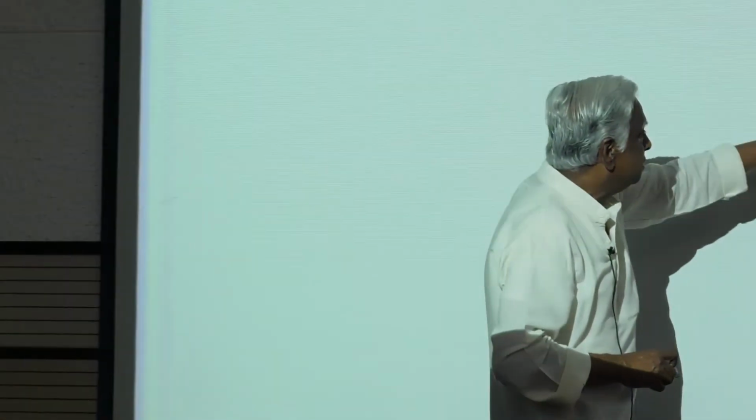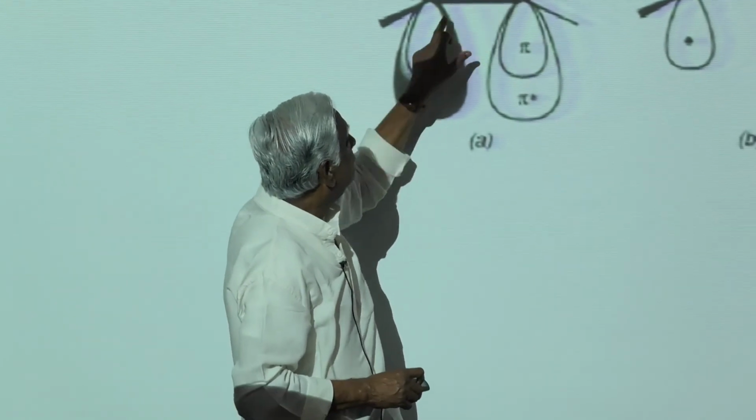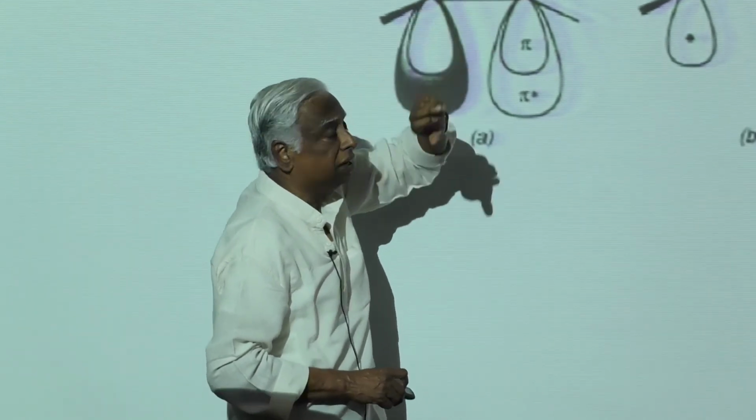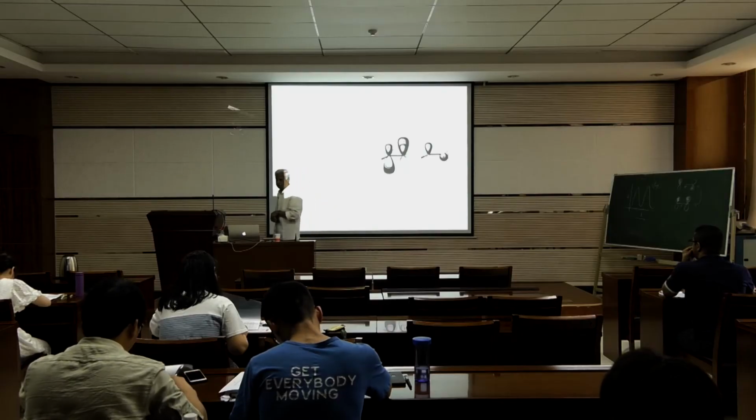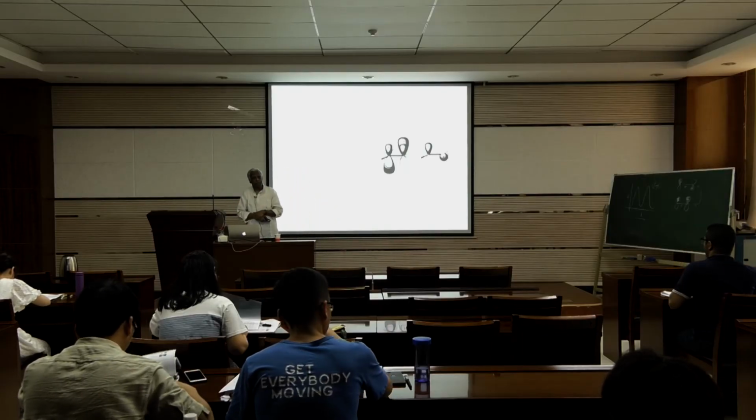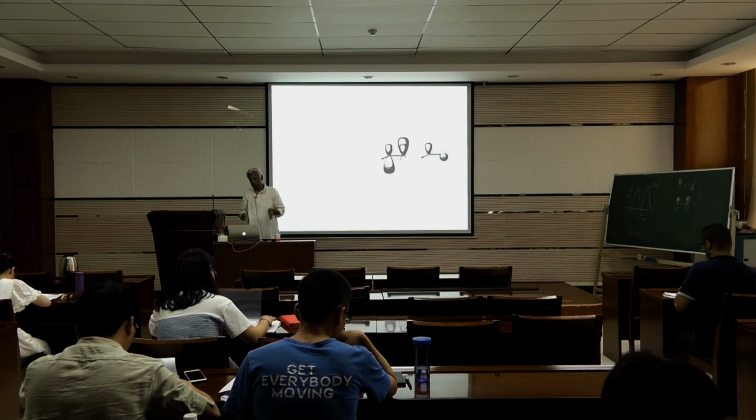The only difference is these two orbitals are of different symmetry. They are not the same symmetry. Because here, if you put this and this, here it is the same color, but here this is white and black. So they are different symmetry. That's how the pi to pi star transition is allowed, permitted.